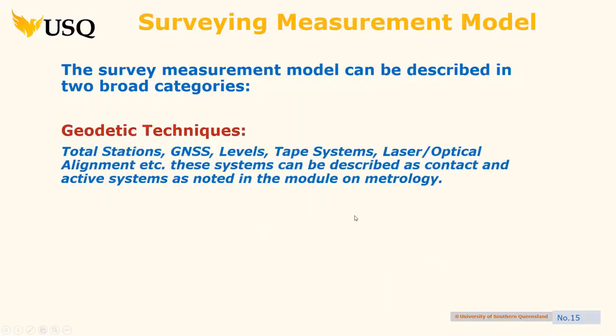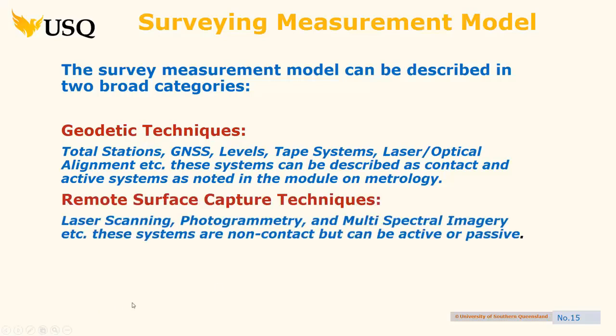So the two broad categories: geodetic techniques, this is the stuff you've been doing, right? So there's total station, GNSS, precise leveling. I guess you could consider them traditional methods, and they tend to be contact. You physically do something that has contact with the object. It might be a laser beam that's got contact, but it is contact, right?